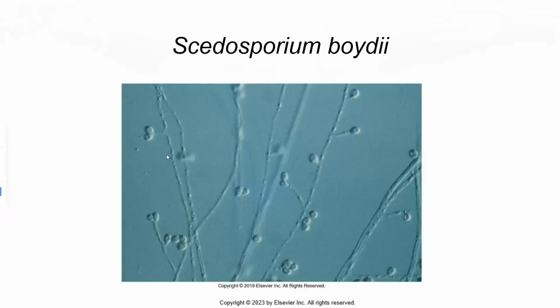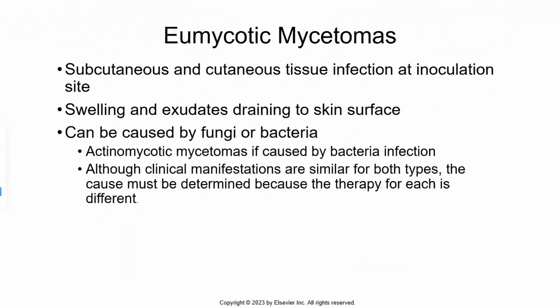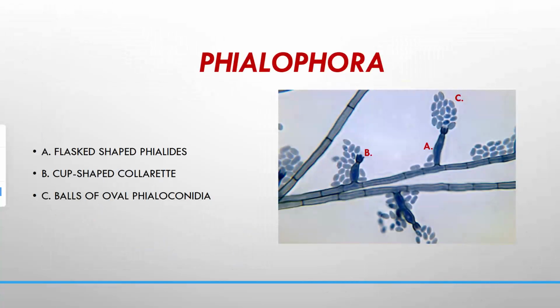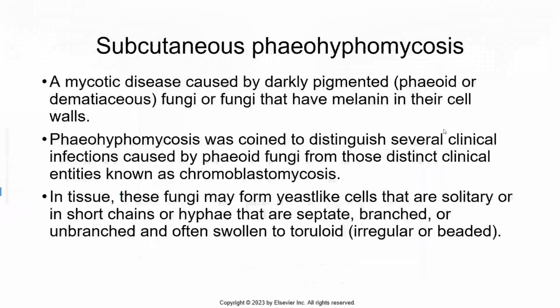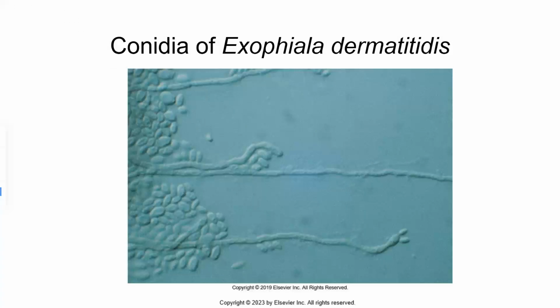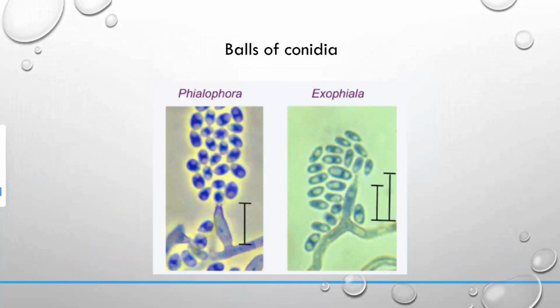Or if we go back to Phialophora verrucosa, here you can see this cup-shaped collarette. And here's another picture. So the cup-shaped collarette, versus no cup-shaped collarette. It just kind of comes to a point.